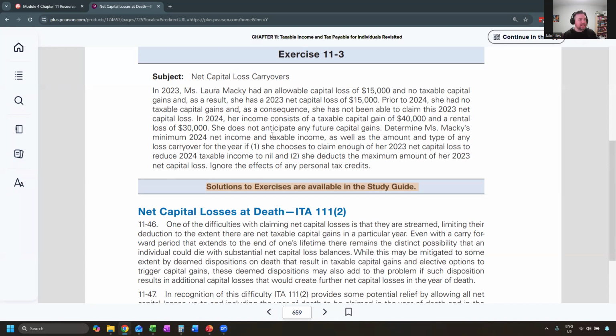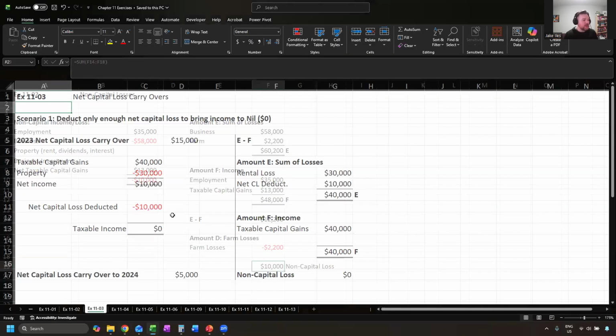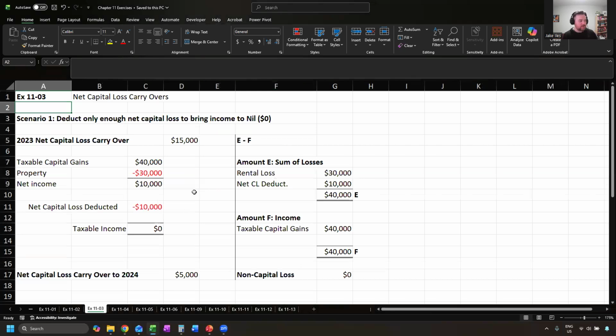She does not anticipate any future capital gains. Determine the minimum net income and taxable income, as well as the loss carryovers, between if she chooses to claim enough net capital loss just to get her income to 0, or if she wants to deduct as much as she can. So in either case, we're going to get that taxable income to 0.